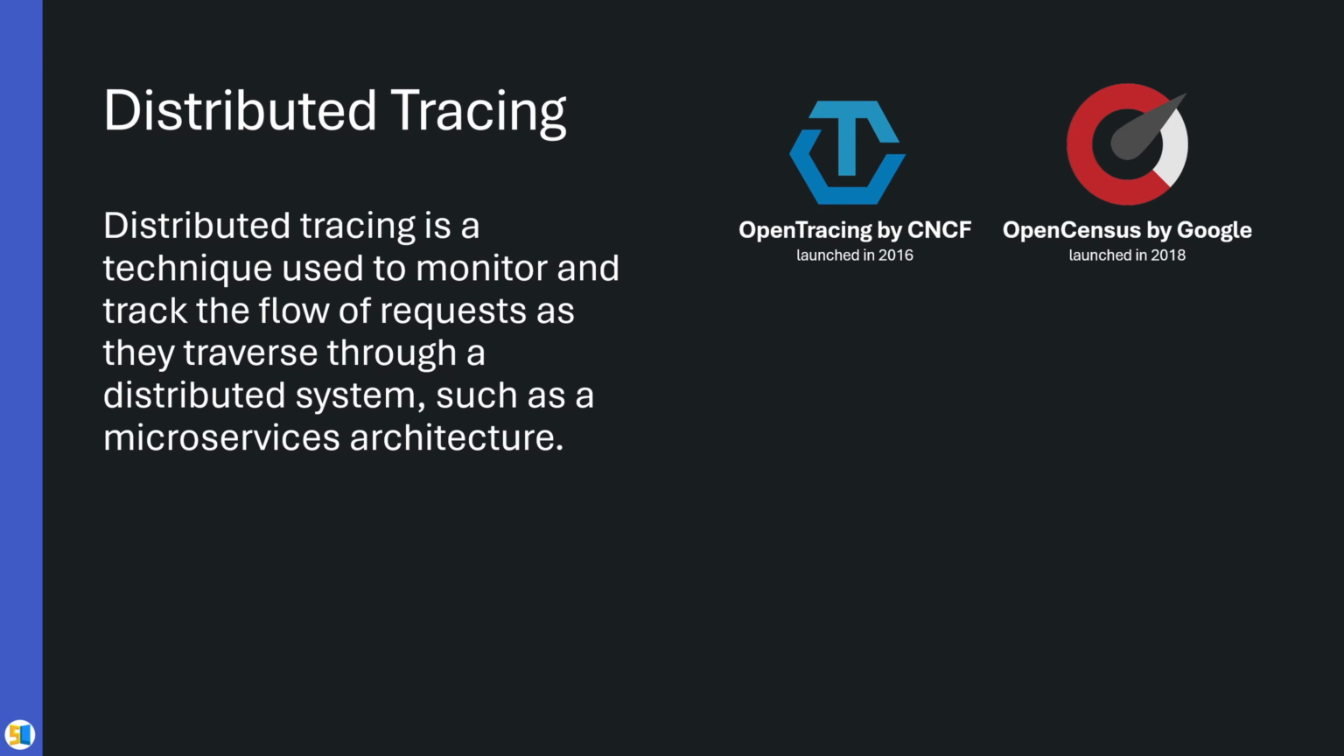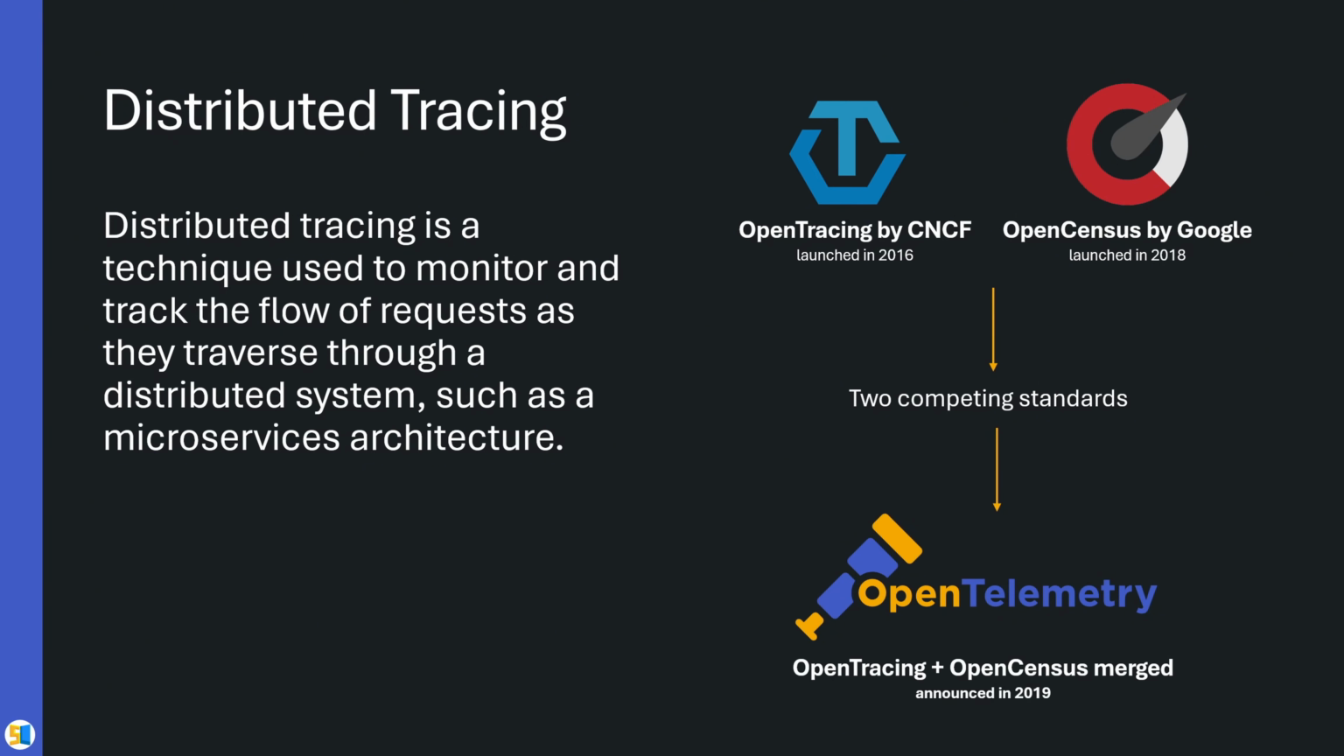Between 2016 and 2018, if you wanted to instrument traces or distributed tracing, there were two options. We could use OpenTracing by CNCF or OpenCensus by Google. These were two competing standards that we needed to choose between. So in 2019, they announced OpenTelemetry, which is basically a joint force between OpenTracing and OpenCensus. They merged together and made a new platform called OpenTelemetry.